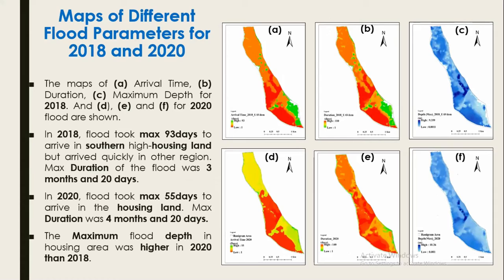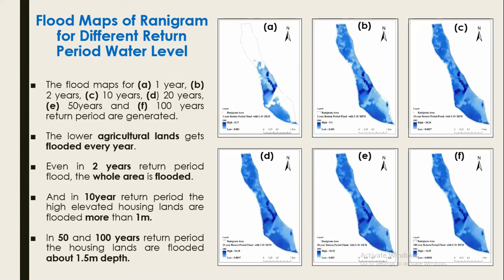After that, the maps for arrival time, duration, and maximum depth were generated. Then flood maps of Ranigram for different return period water levels were generated using the UAV DEM.